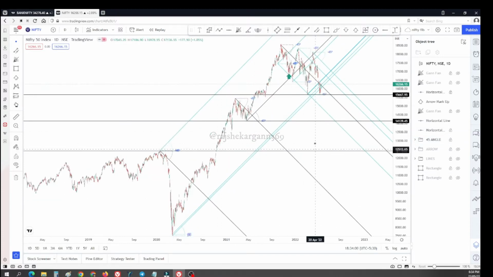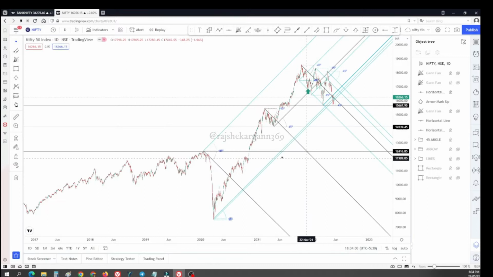Now, out of all these 45-degree angles, what are the important angles? This is the most important, which is the trend angle. This 45 degrees is as important as trend lines or the trend. As long as we are trading and holding this 45 degrees, it is considered bullish.